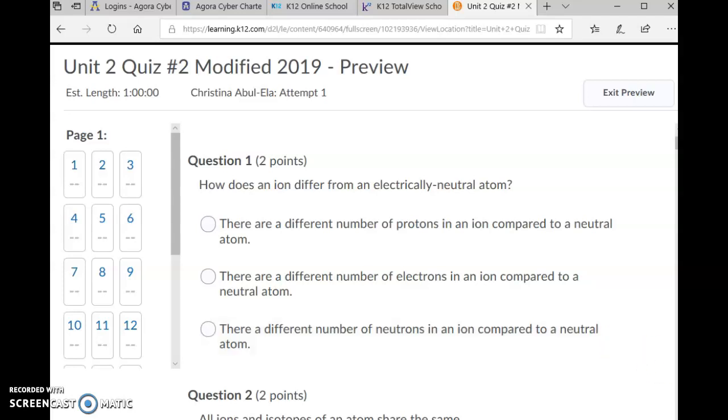I'm going to read that one more time. Question number 1. How does an ion differ from an electrically neutral atom? There are a different number of protons in an ion compared to a neutral atom. There are a different number of electrons in an ion compared to a neutral atom. There are a different number of neutrons in an ion compared to a neutral atom.